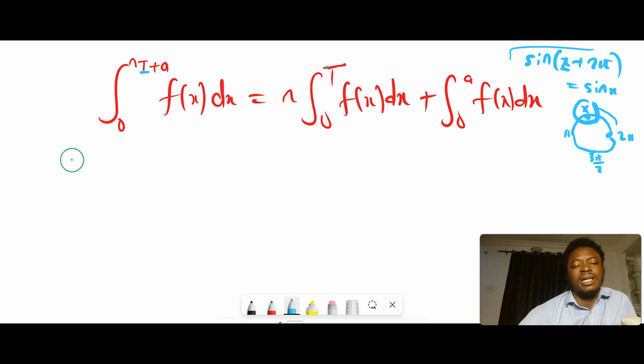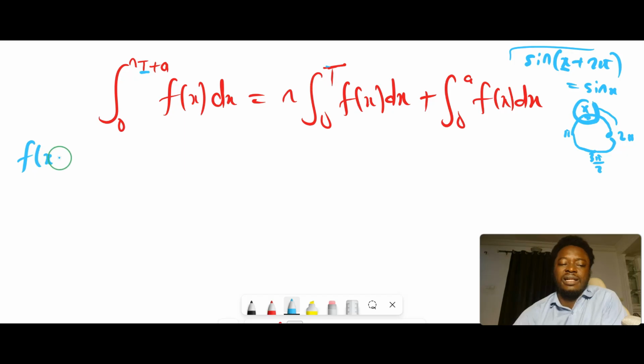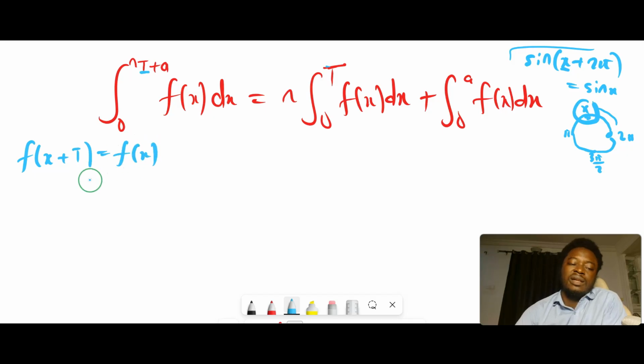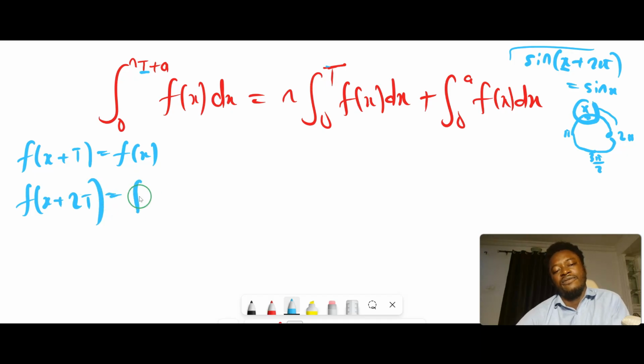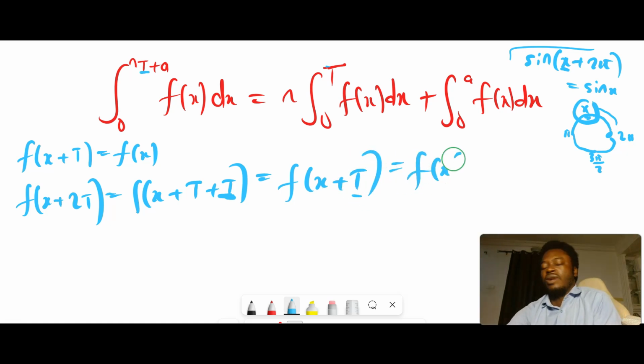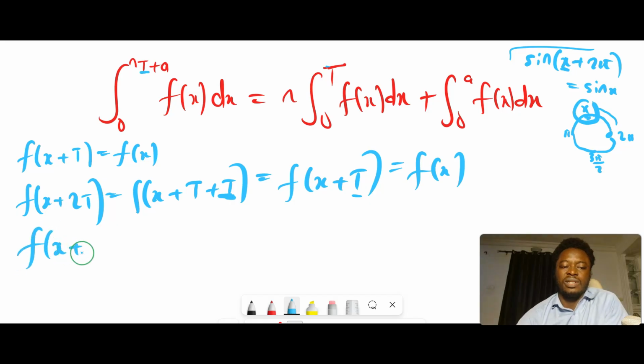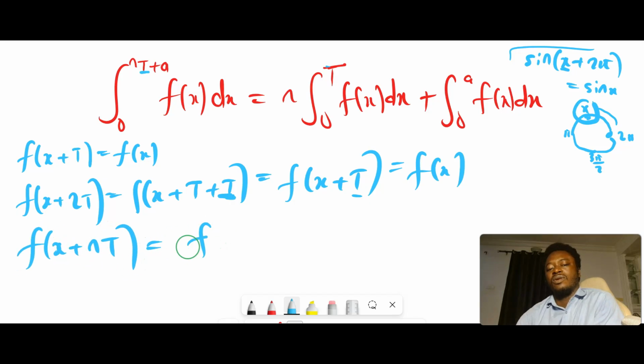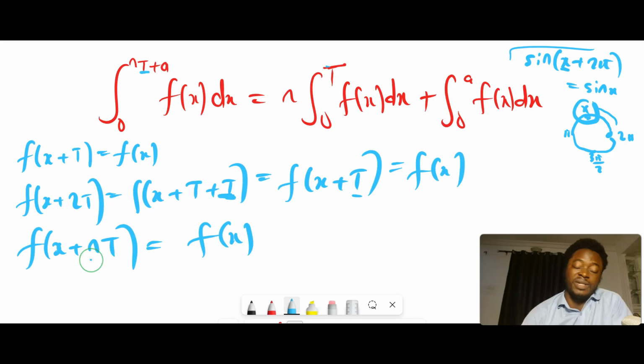One thing you should keep in mind is that for a periodic function f of x with period T, f of x plus T equals f of x. Now f of x plus 2T is f of x plus T and then plus an extra T. Because of the extra T, this is just f of x plus T, and because of this T, this is f of x. If we continue this pattern, f of x plus nT is equal to f of x. This is a very crucial property for periodic functions. In fact, it is true by definition, but it will be used to establish this result.